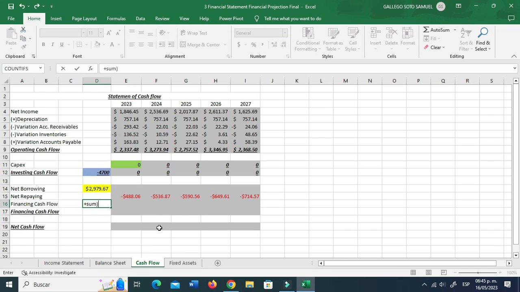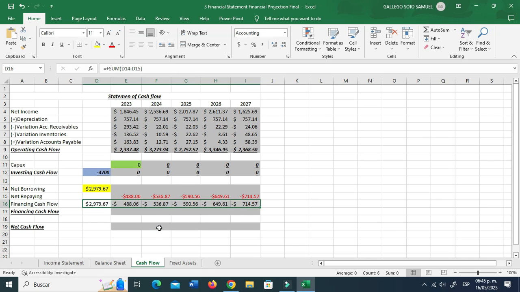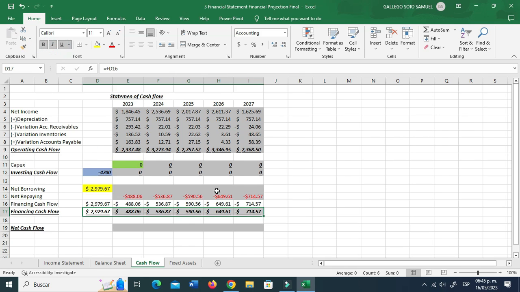So let's add this. Wait, wrong parenthesis. Okay, copy this, and paste this. I got that twice. Okay, whatever. Let's do it. Kind of redundant, but it's okay. It looks good.